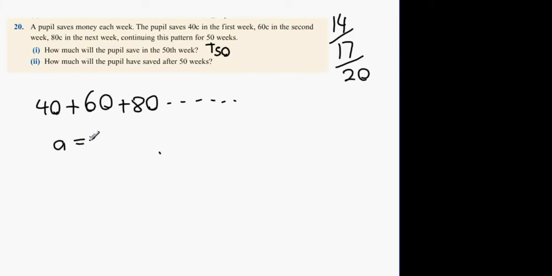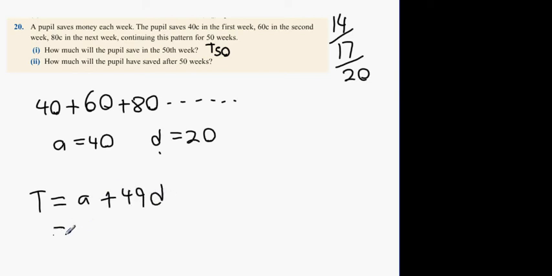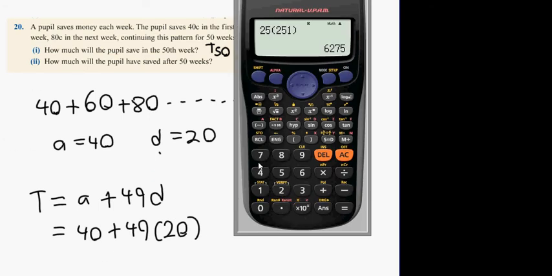A equals 40, the common difference equals 20. And we know that T50 is a plus 49 times d, which is going to be 40 plus 49 times 20. And I'm pretty sure that's 1020, but we'll find out.